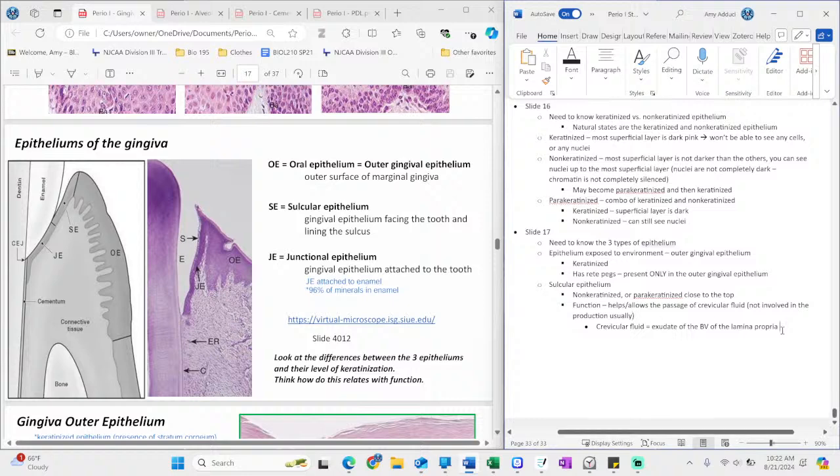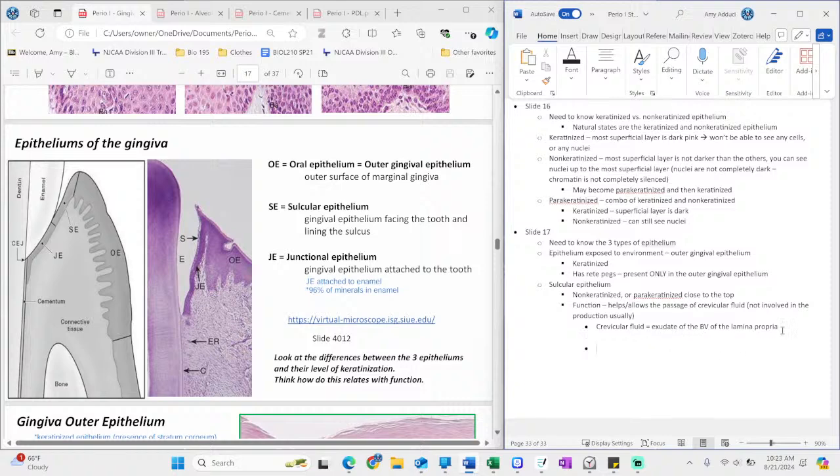The sulcular epithelium here has to be able to allow the permeability, the crevicular fluid to go through. That's why it can't be keratinized. If it was keratinized, it's not going to allow the passage of the crevicular fluid.